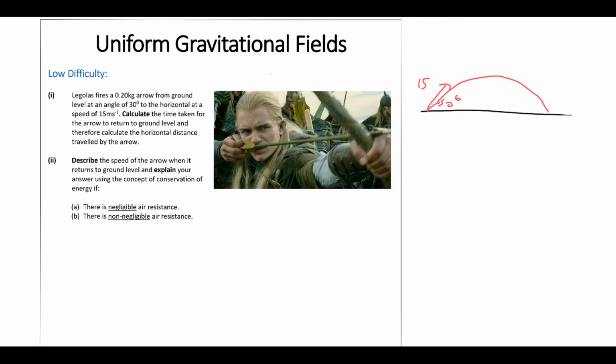So the first key thing to remember is that the time an object is airborne is dependent on the vertical component of velocity. Horizontal has nothing to do with it, that just dictates how far it goes. So let's first of all calculate that. We want the vertical component of velocity, which will be 15 sine 30. Sine 30 is a half, so it's 7.5 meters per second. That's the vertical component of velocity.